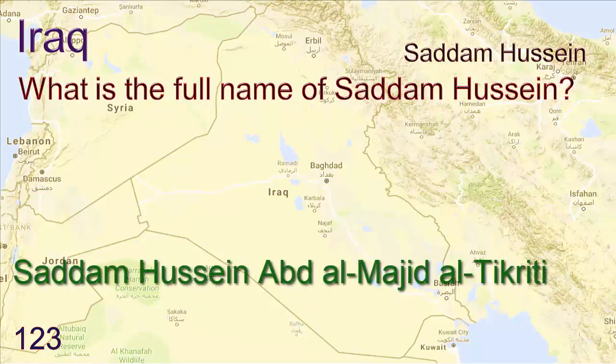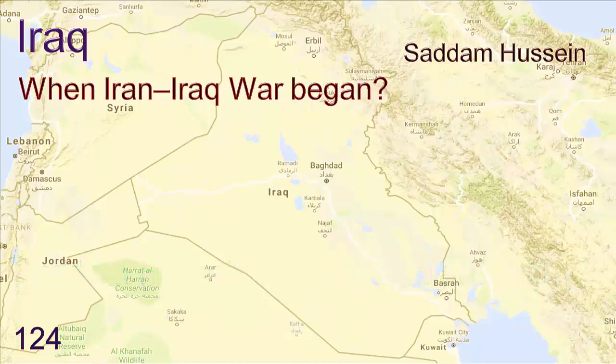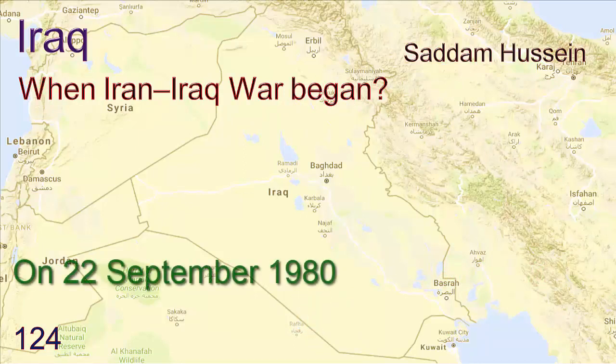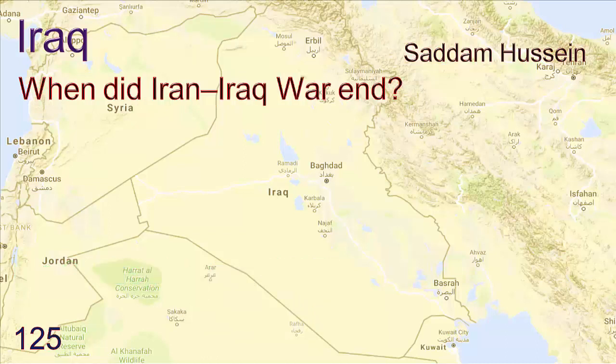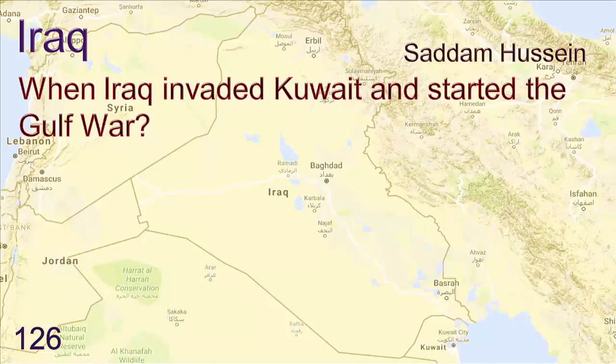Saddam Hussein Abdul Majid Al-Tikriti. When did the Iraq-Iran war begin? 22nd September 1980. When did the Iraq-Iran war end? 20th August 1988. When did Iraq invade Kuwait and start the Gulf War?